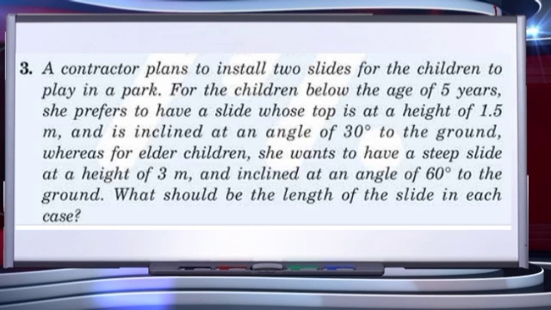Next, question number 3 is, a contractor plans to install 2 slides for the children to play in a park. For the children below the age of 5 years, she prefers to have a slide whose top is at a height of 1.5 meters and is inclined at an angle of 30 degree to the ground, whereas for the elder children, she wants to have a steep slide at a height of 3 meters and inclined to an angle of 60 degree to the ground. So what should be the length of the slide in each case? So here first we will consider the figure for the same.